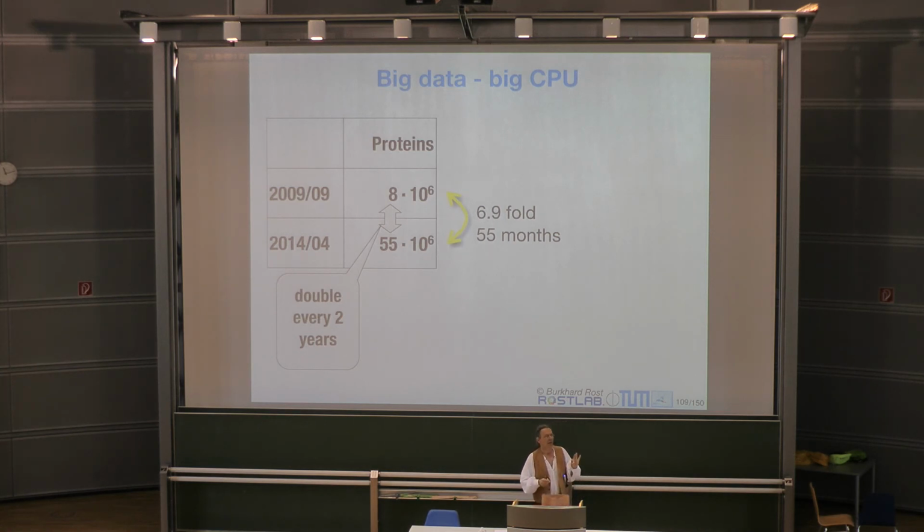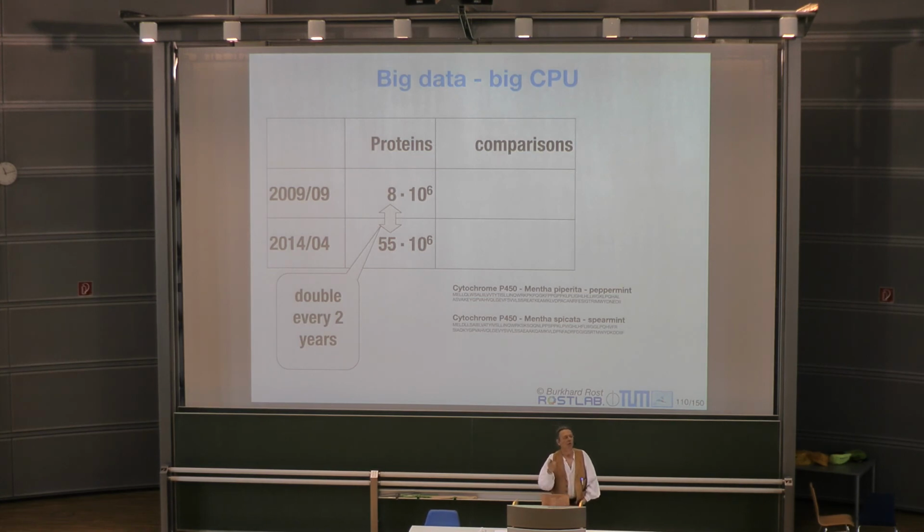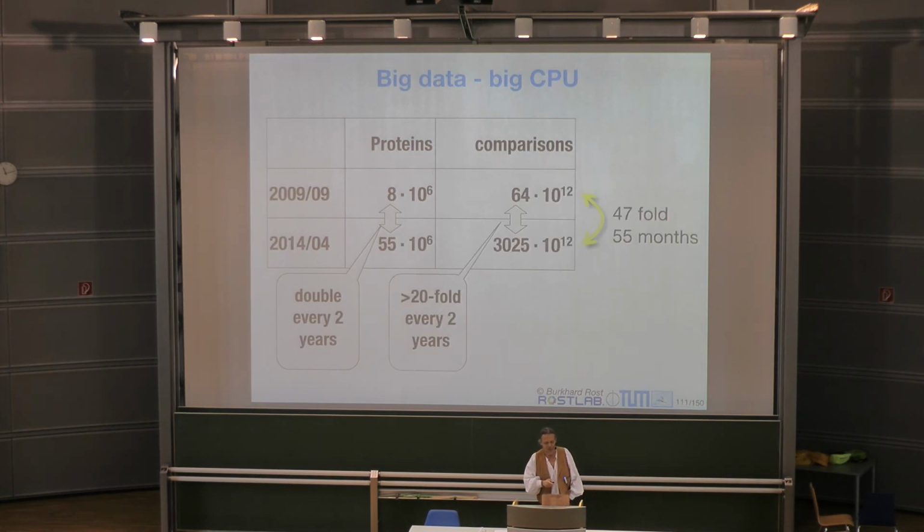Just a sec. So in order to find out, I have to take this sequence and compare it to all the sequences that are there, 8 million or 55 million, right? And that, unfortunately, leads to a situation where the number of comparisons grows by 47-fold in 57 months. So this is a 20-fold increase over 2 years. And that is much faster than computers. And the only way to do that is by computers.